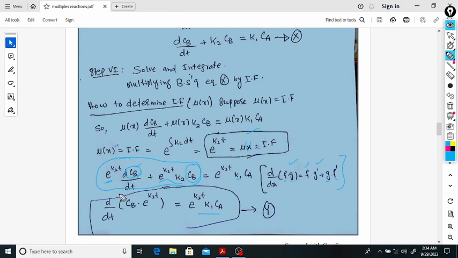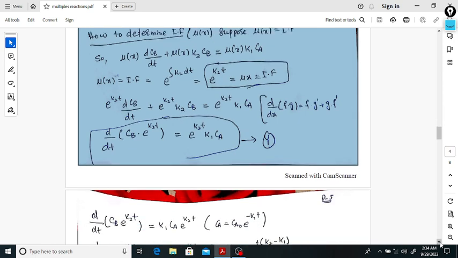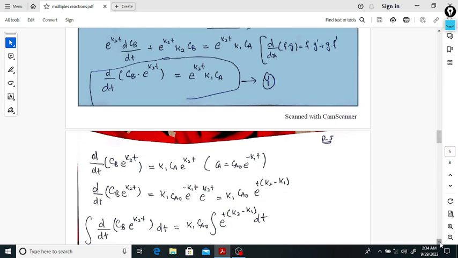We will take their derivative. So Cb and the integration factor, we will take their derivative. If we simplify this term, we will get the above two terms, and this is equal to the left hand side. This is equation number 3. Now this is equation number 4.